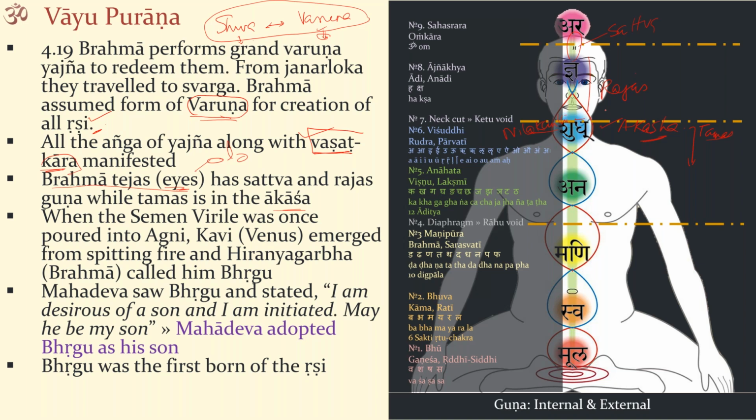When the semen virile was once poured into Agni, Kavi, Venus, emerged from spitting fire, and Hiranyagarbha Brahma called him Bhrigu. So Venus is poured into Agni. What is the direction of Agni Deva? Southeast direction. So when Venus is in the southeast direction, or Venus is in the fourth house, he is taking the form of Bhrigu.